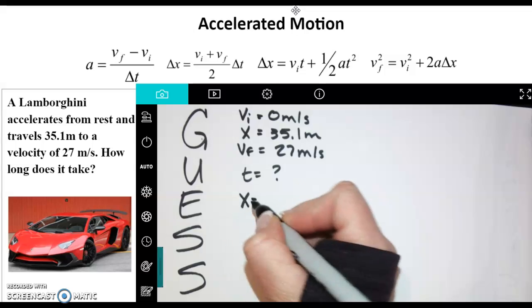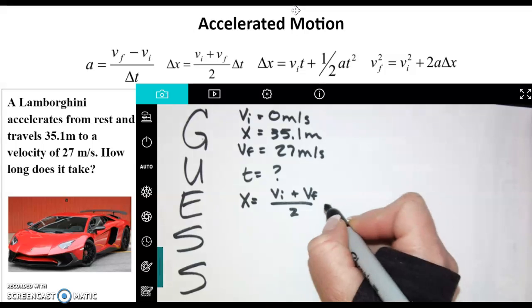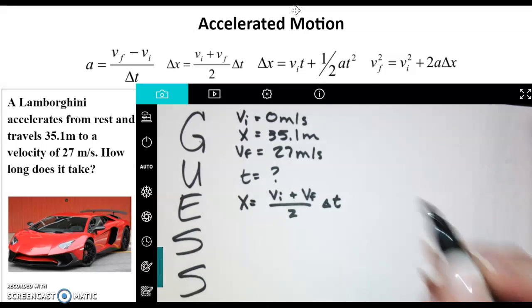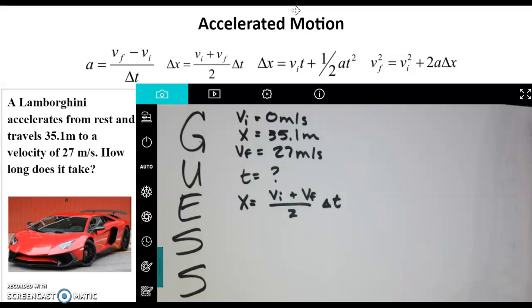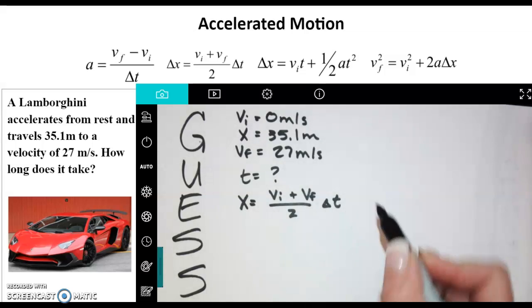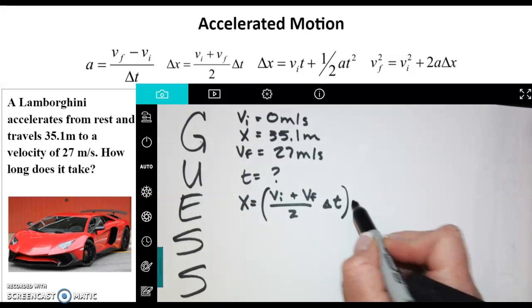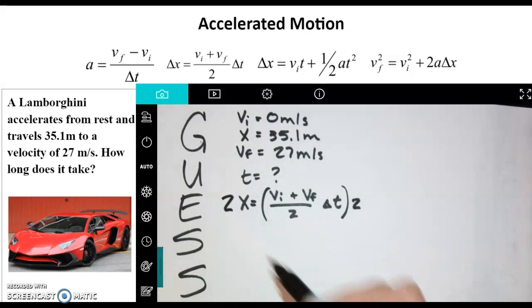So we've got x is equal to our initial velocity plus our final velocity divided by 2 multiplied by our change in time. Next is to rearrange the equation to solve for that time variable. The first thing that we will do is to multiply both sides of the equation by 2. I always like to look at the equation, and because this has a fraction with a 2 in the denominator, I want to get this out of that denominator. So I'm going to multiply this whole side by 2. Whatever I do to this side, I now have to do to this side.